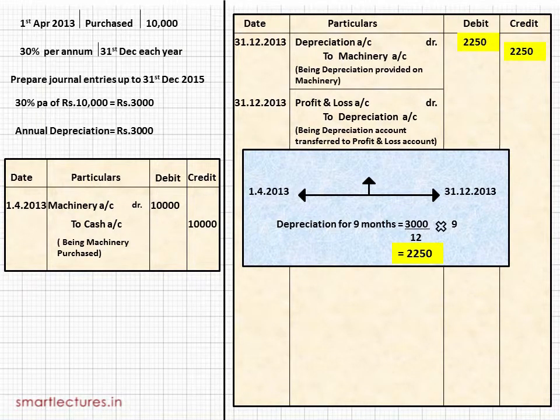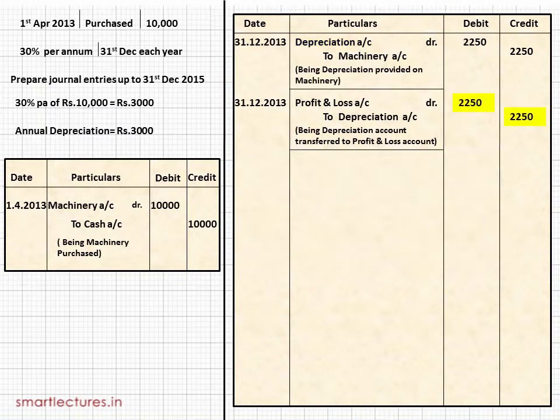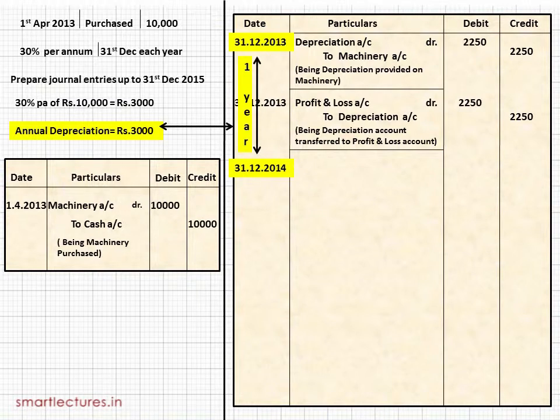It means the depreciation during this year will be provided 2,250. Be careful. When you provide the depreciation, you must be careful about the use of the asset. During this year, the use of the asset is only for 9 months. Then profit and loss account debit to depreciation account, that will be 2,250. Now come to the next closing, 31st December 2014. During this year, the usage of the machinery was for the whole year and the annual depreciation is 3,000. It means depreciation will be provided rupees 3,000.